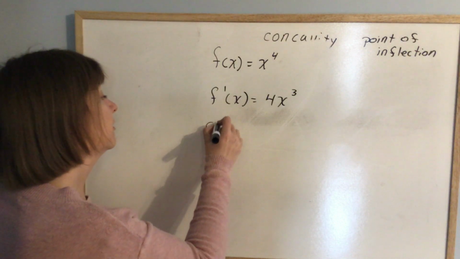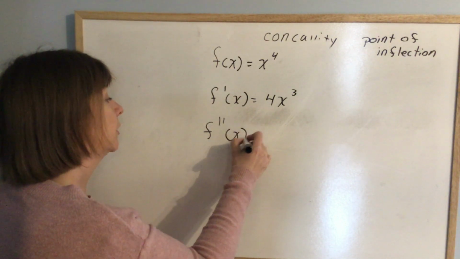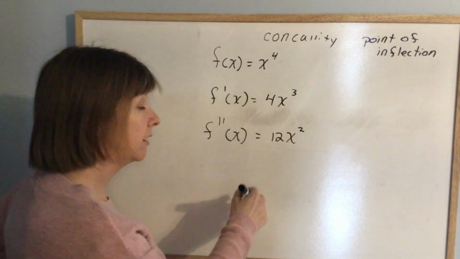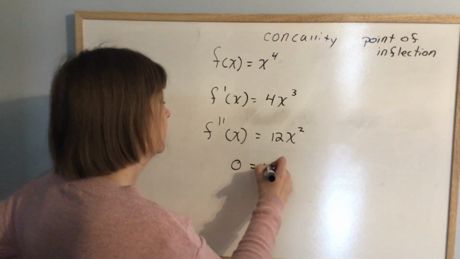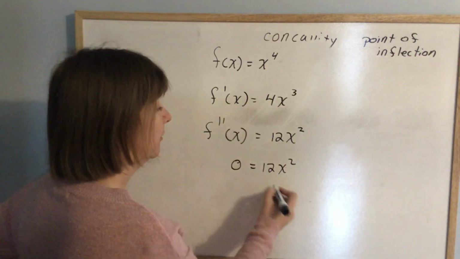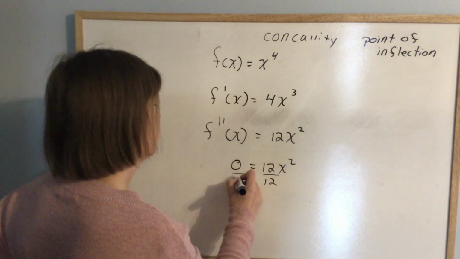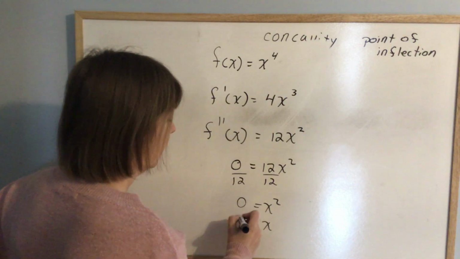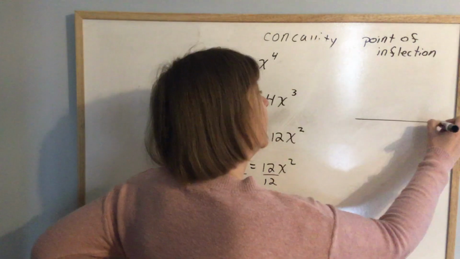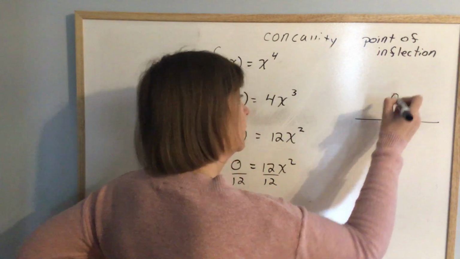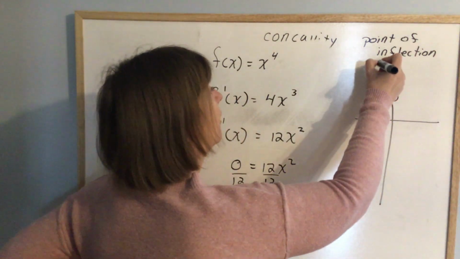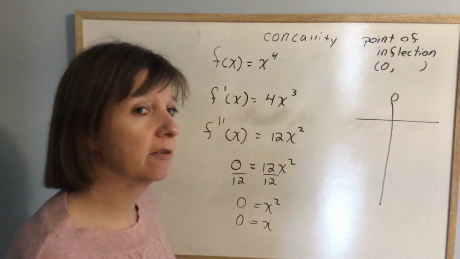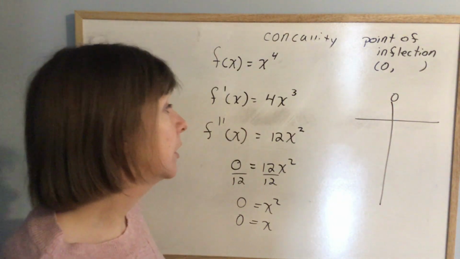So I'm going to find the second derivative, which would be 12x squared. I'm going to make that equal to 0. 0 is 12x squared. I'm going to solve, so I'm going to divide by 12, and I have x squared is equal to 0. So x is 0. So that is my potential point of inflection. There might be a point of inflection where x is 0. But let's find out if there is.